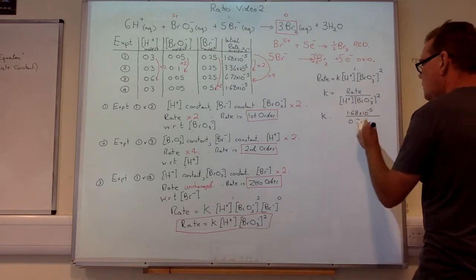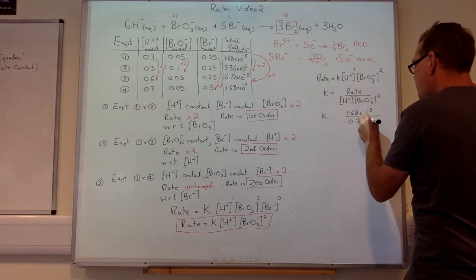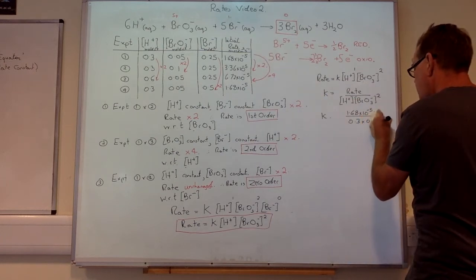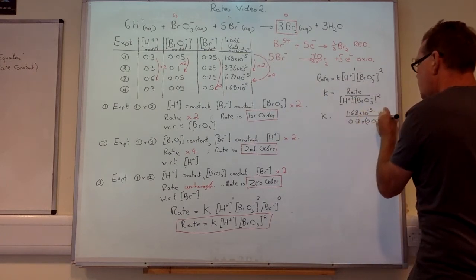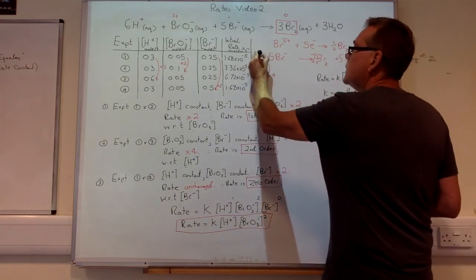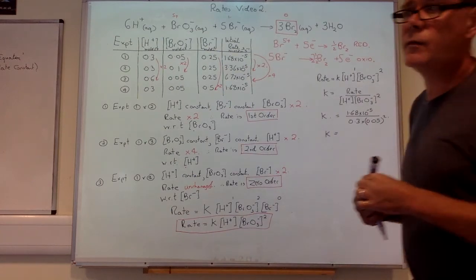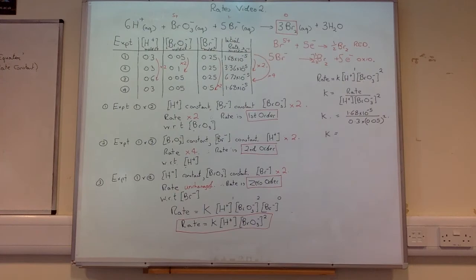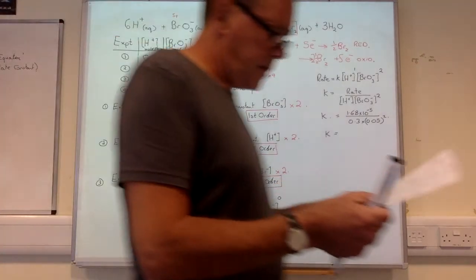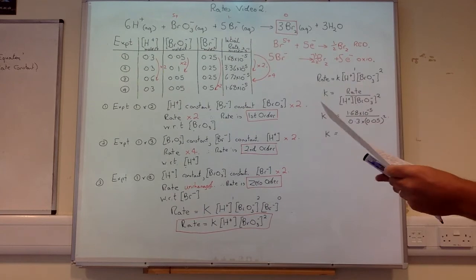So 0.3 times 0.05, round brackets squared, K equals. So I'm taking this line here, top line, okay, equals. Now I've hopefully worked this out beforehand like Blue Peter, except it always goes wrong when I do that. Right, so you can work it out, okay, you sort it, right?